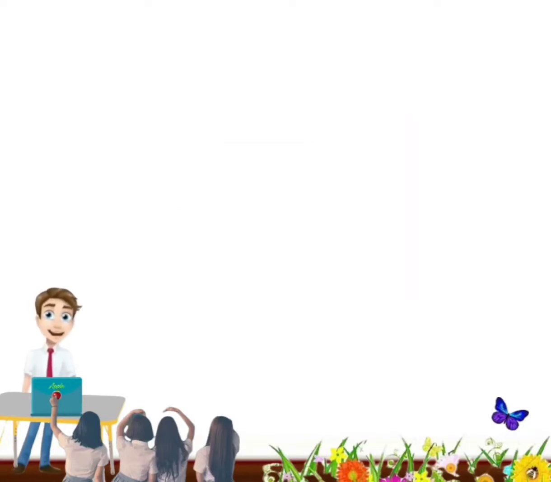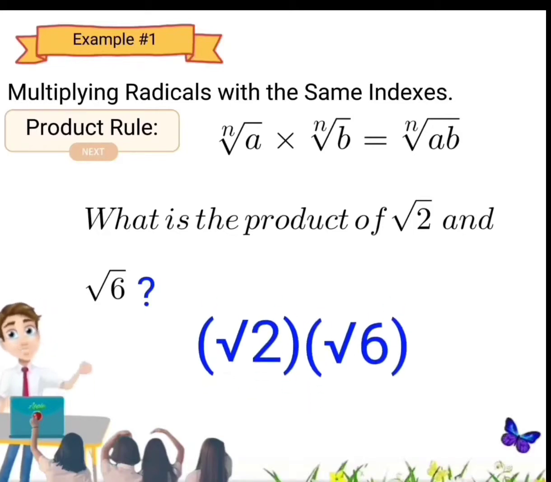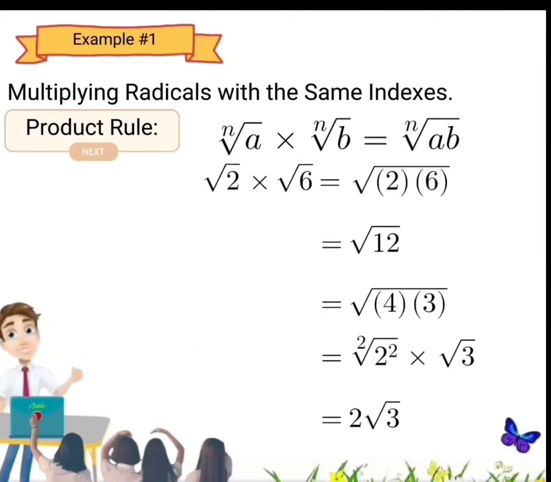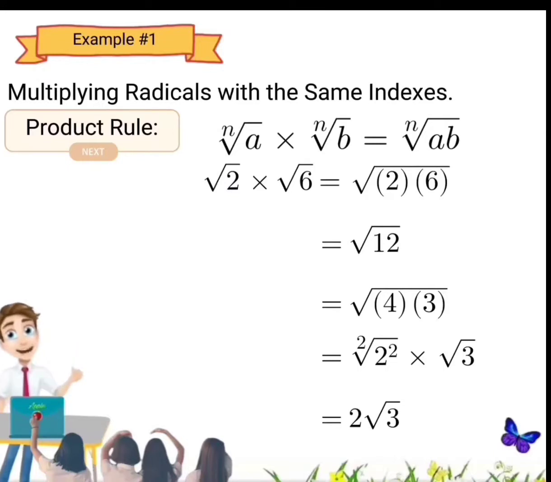Thank you very much. So let's proceed now to example number 1 using the product rule. What is the product of the square root of 2 and the square root of 6? So to get the product, we are going to follow the product rule, and that is the nth root of A times the nth root of B. It is equivalent to the nth root of the product of A and B.